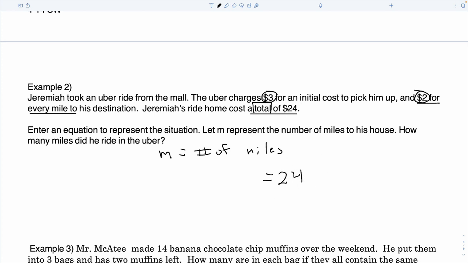Which one is repeating? It tells me that the Uber charges $3 initially, and then 2 for every mile. Which repeats, the 3 or the 2? Get ready to turn and talk and tell your partner why, not just the answer. Which one repeats and why? Odds, you're starting. Talk to your partner. 3, 2, 1, go.